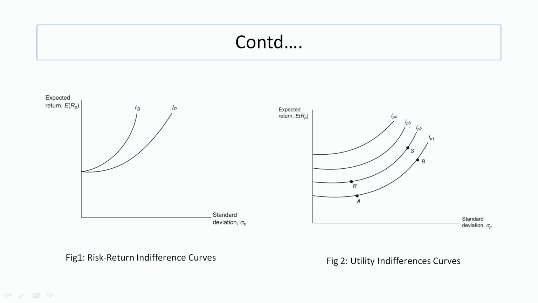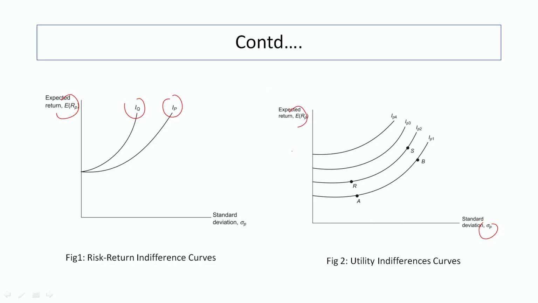First one is the risk return indifference curve. On the x-axis we have risk, on the y-axis we are presenting expected return. These are two investors, P and Q, and they have their indifference curves. In this particular indifference curve, we are presenting the utility curves of investor P, where it is going upward, the expectation is going high. So on the x-axis again we have standard deviation, on the y-axis we have expected return.